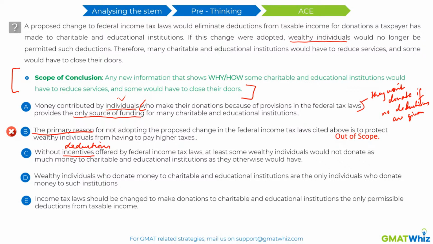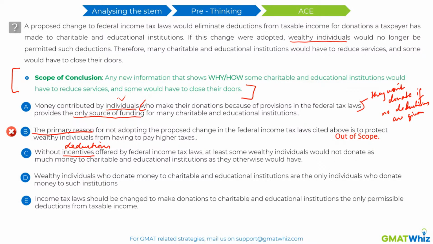So this is falling in line with our thinking that with deductions out of the way, wealthy individuals won't donate as usual. So this is also something which is falling within the scope, telling us that funding would reduce, telling us this is how and why charitable institutions would close their doors and reduce their services. So I'm also going to keep C on hold. For me right now, let's say in a real exam situation, A and C are very close options.